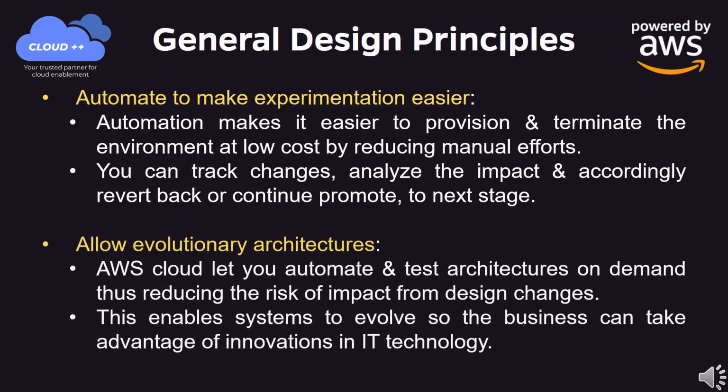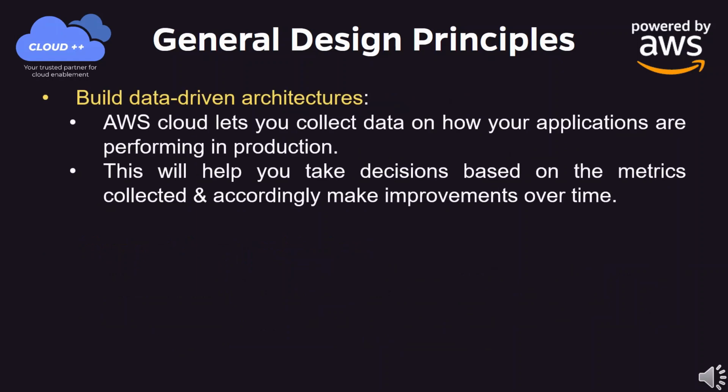Allow evolutionary architectures. AWS Cloud lets you automate and test architectures on demand, thus reducing the risk of impact from design changes. This enables systems to evolve so the business can take advantage of innovations in IT technology. Build data-driven architectures. AWS Cloud lets you collect data on how your applications are performing in production. This will help you take decisions based on the metrics collected, and accordingly make improvements over time.